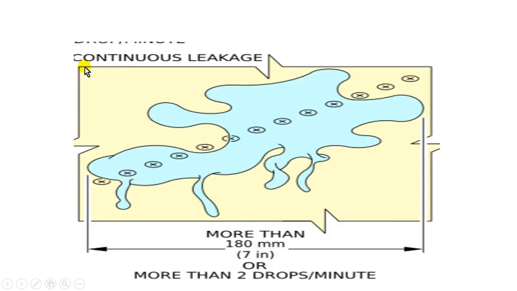The third type, the continuous leakage. This is the longest distance of the dimension, more than 180 millimeters, 7 inches, or more than 2 drops per minute. So now we identify the locations and the type.